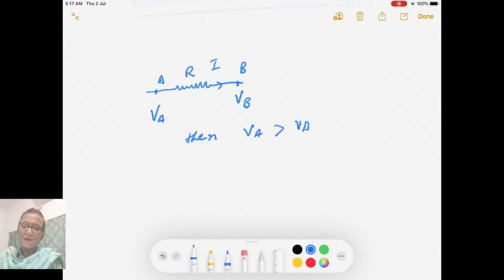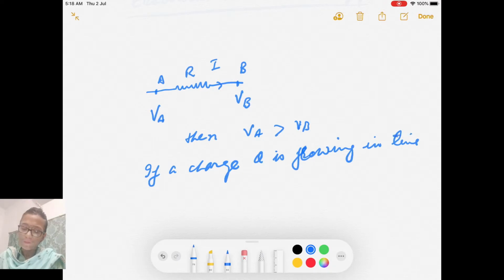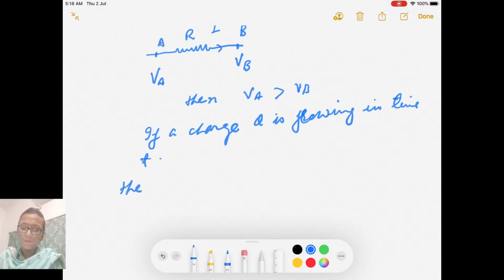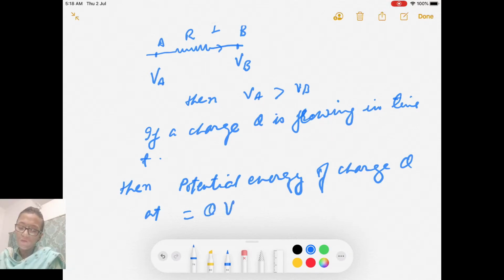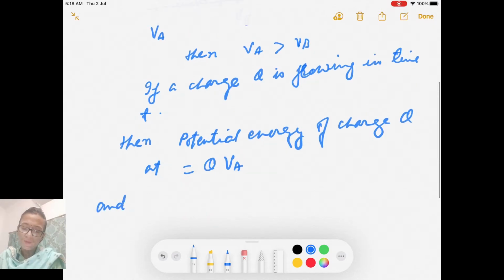Now, if a charge Q is flowing in time t, then the potential energy of that charge at point A will be equal to Q coulomb times V volt, that is Q into VA, and at B it will be equal to Q into VB.